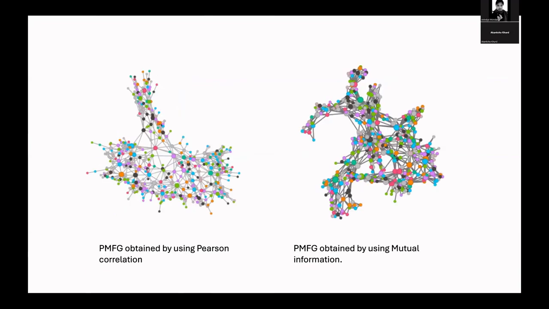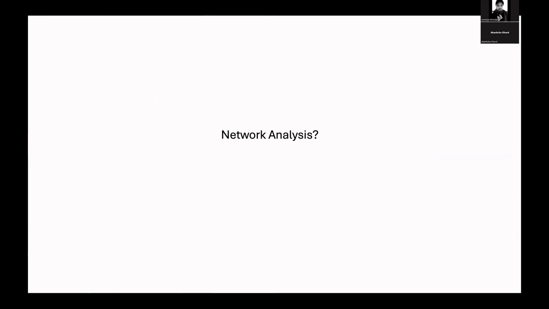A similar thing can be seen when we investigate the planar maximally filtered graphs obtained using the two different metrics. Based on this, even though we cannot quantify the extent to which the two maps are different, we can see that there are some structural differences which the two matrices capture and which appear in the networks.